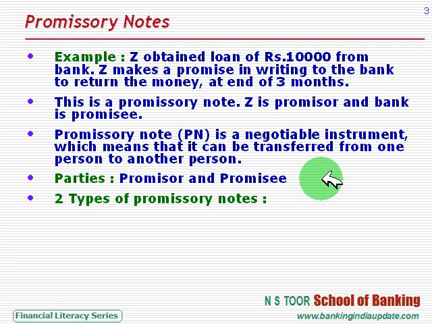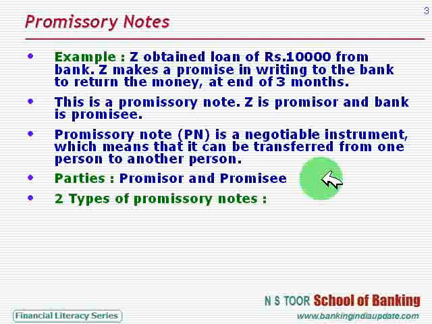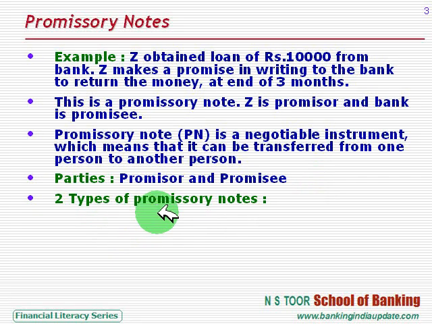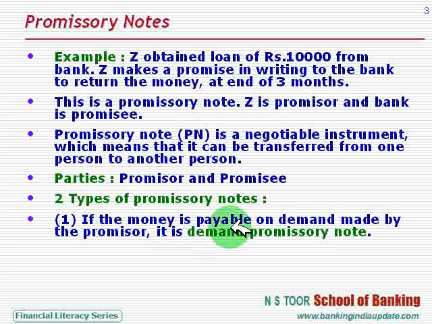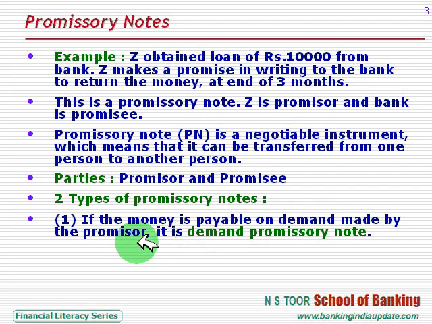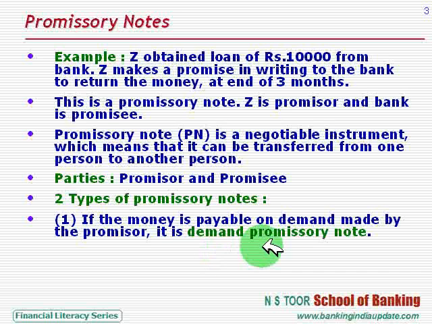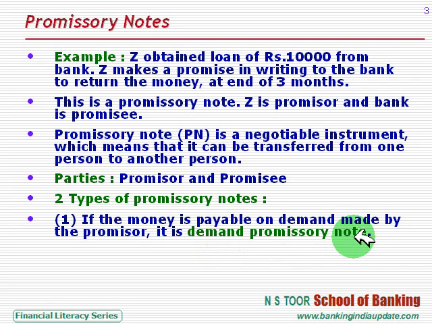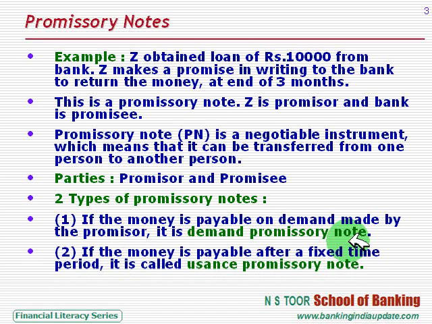Types of promissory notes. Promissory notes are of 2 types. If money is payable on demand made by the promisee, then it is called demand promissory note. If payment is to be made by the promisor on demand made by promisee, it is called demand promissory note. If the money is to be paid by the promisor after a fixed time period, it is called usance promissory note.